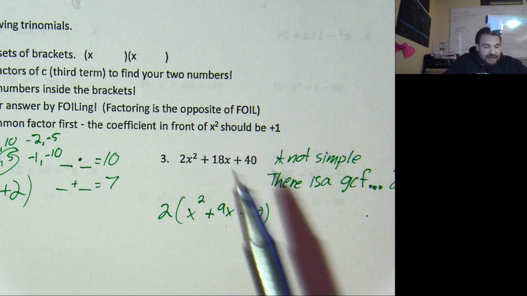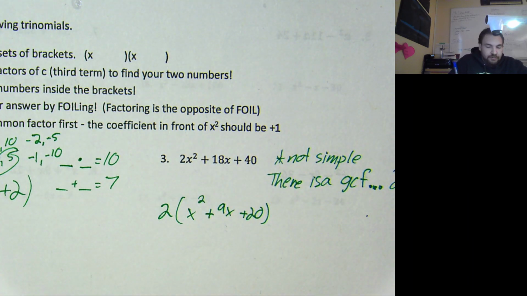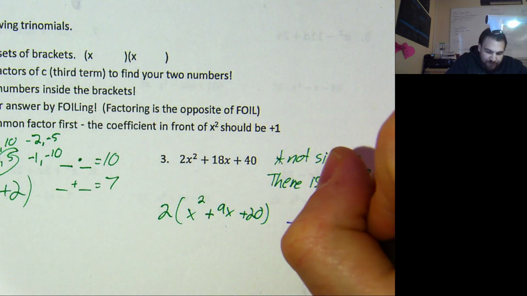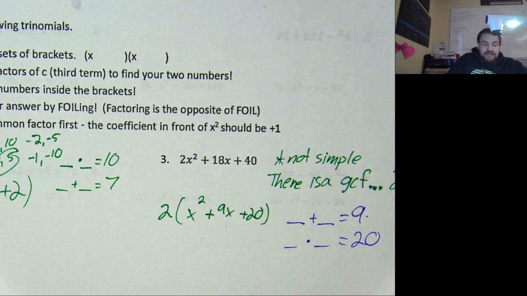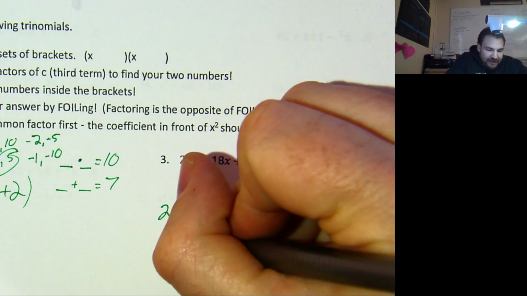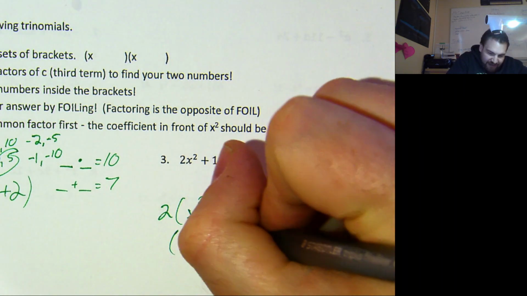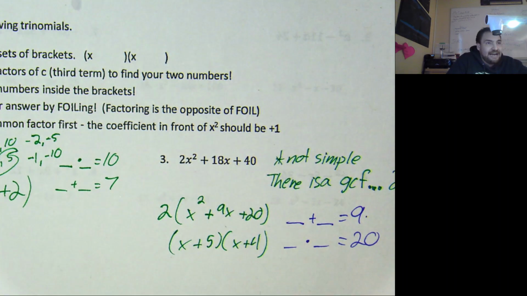So now, instead of looking at 18 and 40, what do I want my numbers to do? I want them to add to 9 and multiply to 20. Now, if you need to write out those numbers, by all means write them out. But for those of us who are getting a little bit quicker, you're going to notice that the numbers that multiply to 20 and add to 9 are 4 and 5. When you say 4 and 5, you mean positive 4 and positive 5, yes? Okay. So then the polynomial piece is going to become x plus 5 and x plus 4. And the GCF we had out front must remain out front.